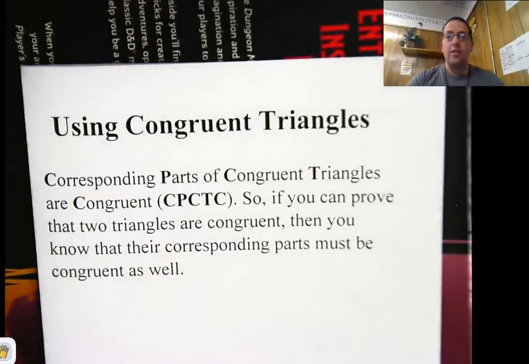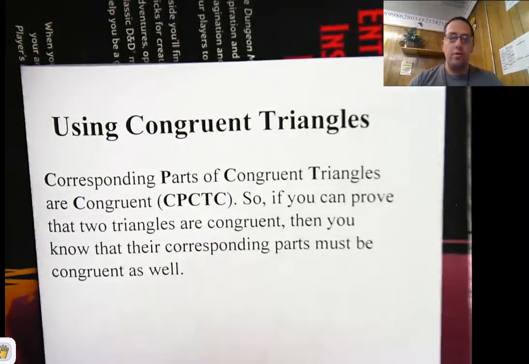Hello class. Today what we're going to look at is how to use congruent triangles. Okay, what can we do with them once we know that they're congruent? In the past couple of lessons we've seen how to prove triangles are congruent, right? And we had things like the side theorem, or the side angle side theorem, or the angle side angle, and all of those, hypotenuse leg, all of that, to prove that two triangles are congruent.